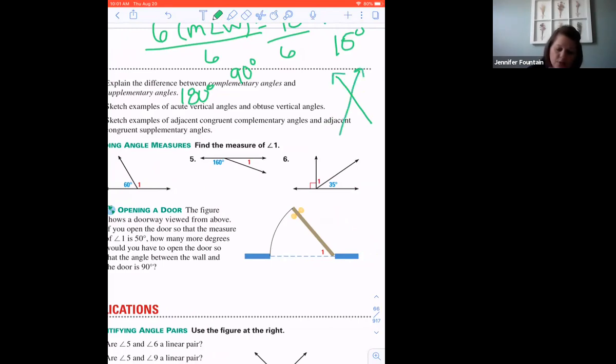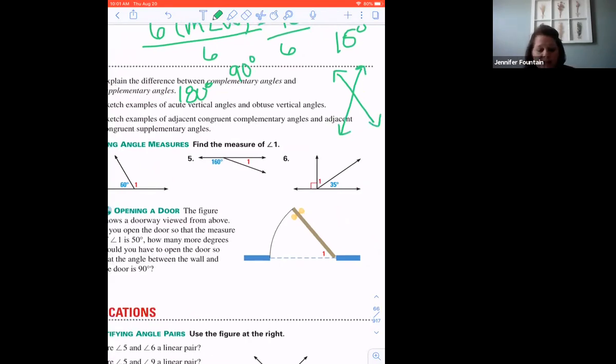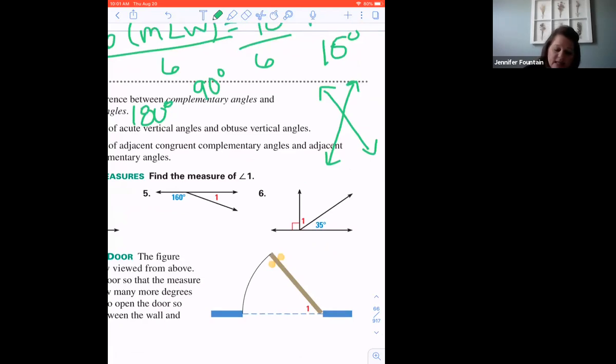If I drew intersecting lines that are both straight lines, then I can see that these are my acute angles and these are my obtuse angles. Okay. They are vertical because they're directly across from each other where it forms a V.